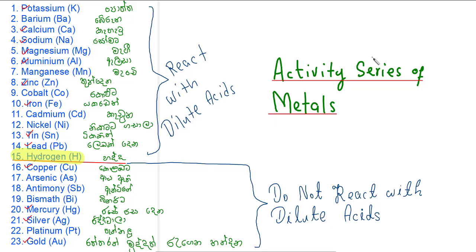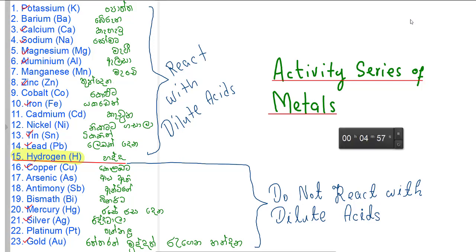Please write it down, children, how many minutes do you want? 10 minutes or 5 minutes. Right. Please write down the activity series of metals. I have given you 5 minutes for this. So you have finished writing it.